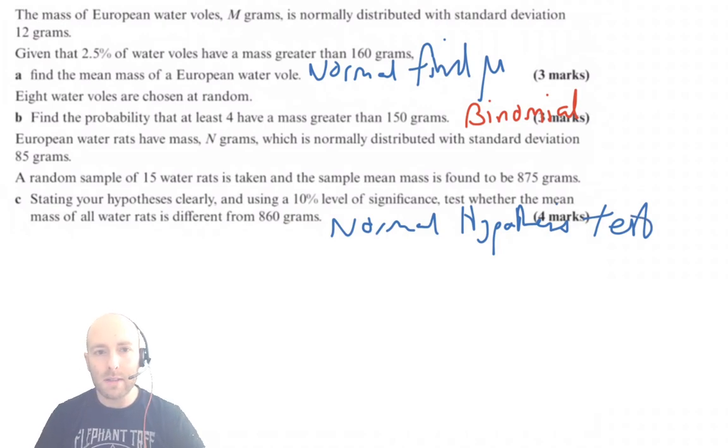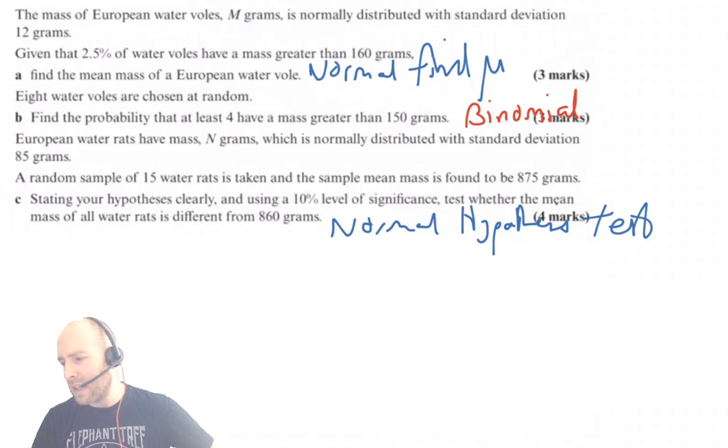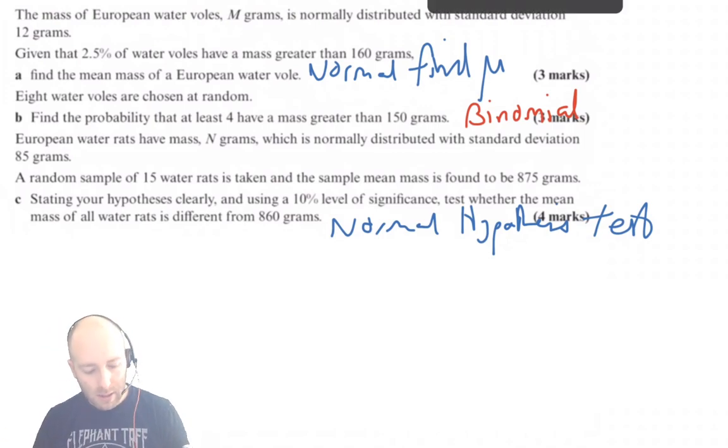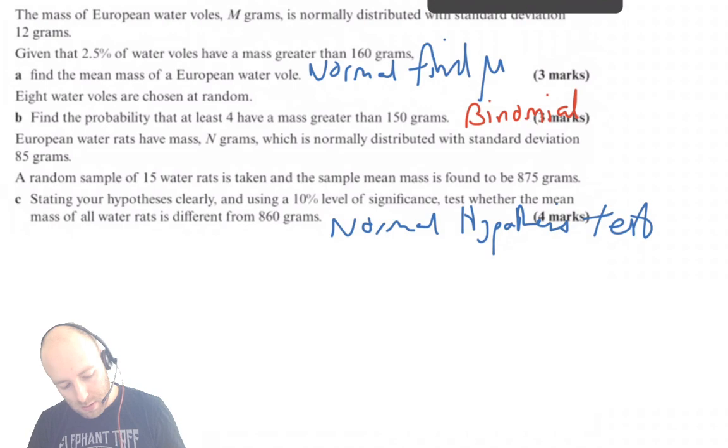So overall, it says it's worth 10 marks. I'm gonna give you guys a bit longer than that. I might give you 11, maybe even 12 minutes. I want you to thoroughly give this a try. So I'll just write down the key equations you need. So z equals x minus mu over sigma.